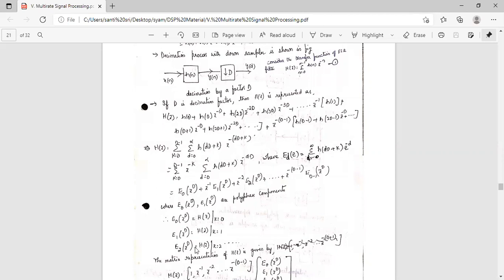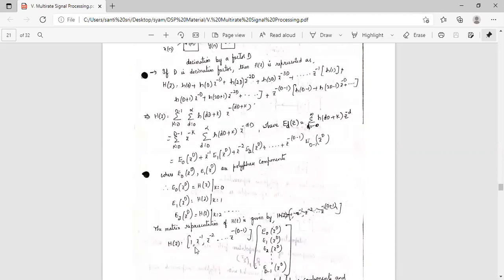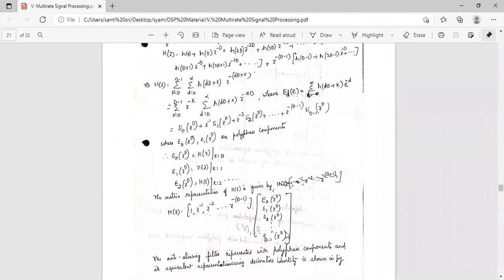Similarly, e1 of z power d is equal to h of z at k equal to 1. Similarly, e2 of z power d is equal to h of z at k equal to 2. So the matrix representation of h of z is given by h of z equal to 1, z power minus 1, z power minus 2, up to z power minus (d minus 1), into e0 of z power d, e1 of z power d, e2 of z power d, up to e d minus 1 of z power d.